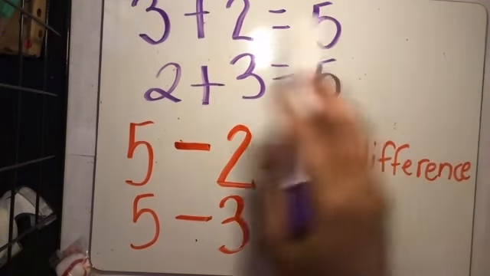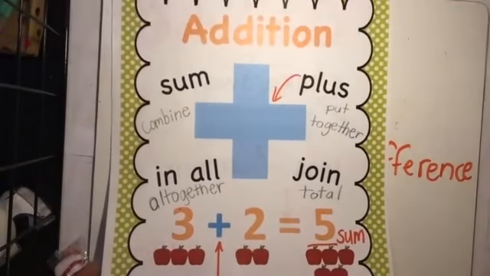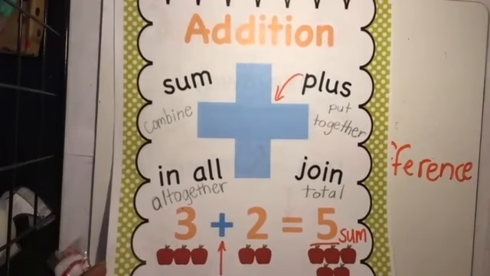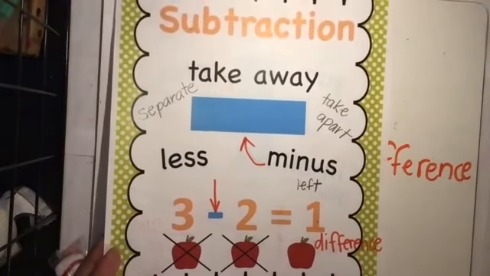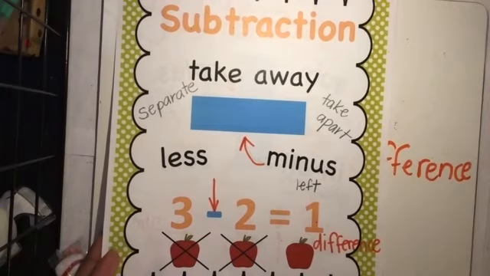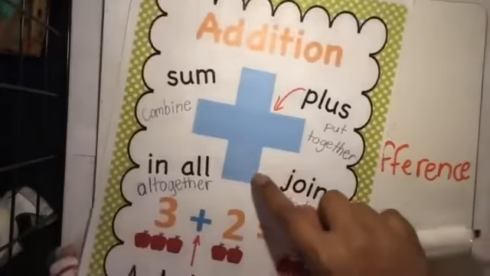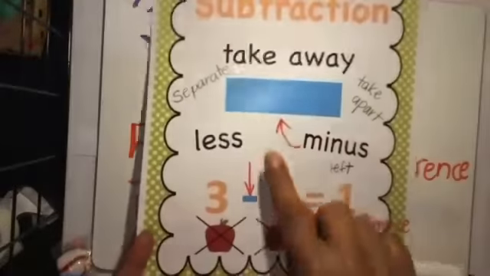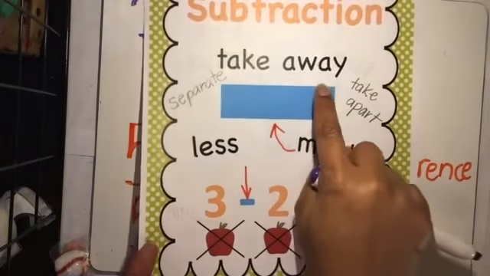So we can use multiple different things to create an addition sentence. Remember, we add, we join together, we find out how many in all. And we can also use it to subtract from the greater number. Okay, so addition is on the front right here with that plus sign. Subtraction, which is the minus sign where we take away.